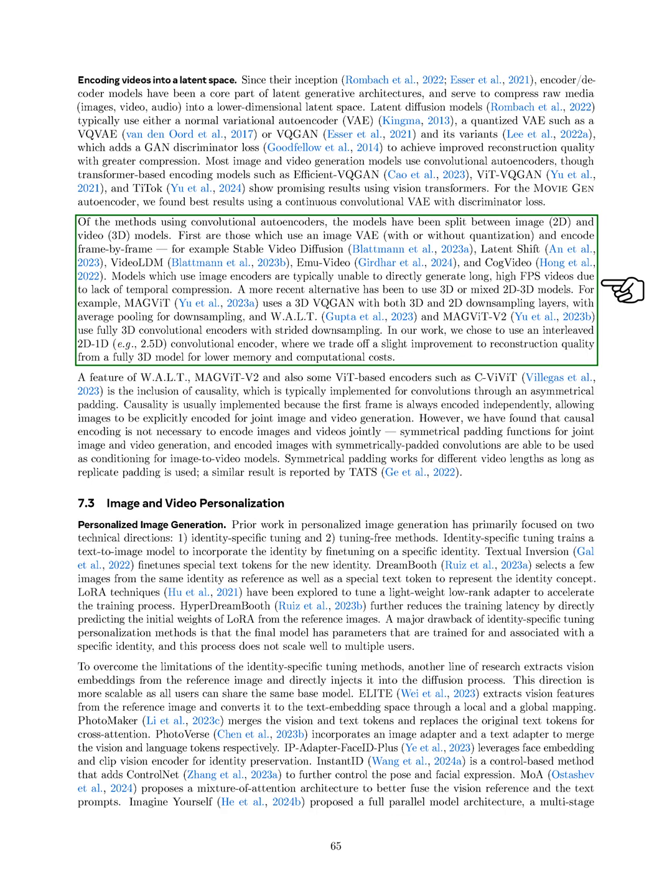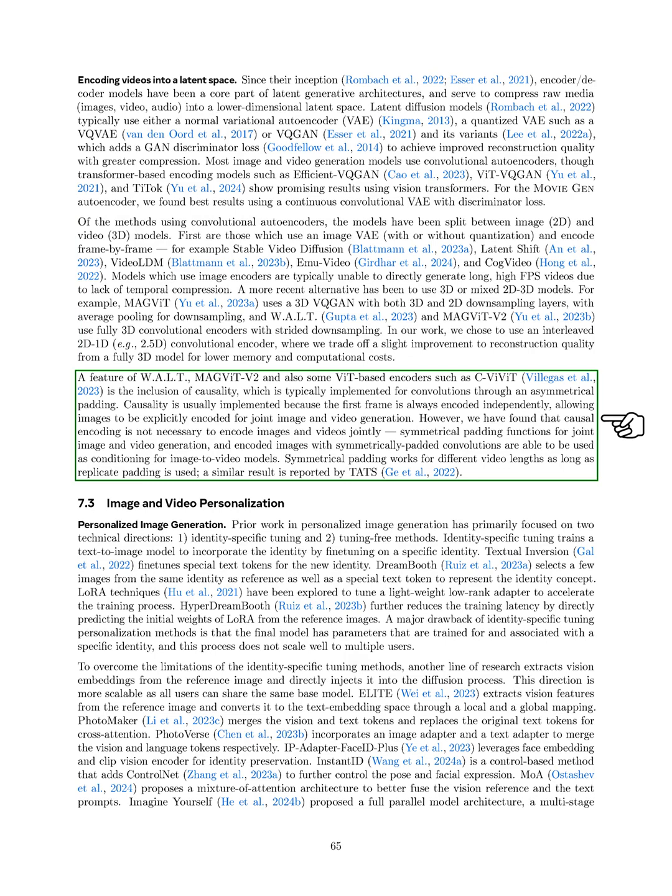Models using convolutional autoencoders are generally divided into those for images, 2D, and those for videos, 3D. Some models, like Stable Video Diffusion and Video LDM, use an image VAE to encode frames individually, but they struggle to generate long, high frame rate videos due to limited temporal compression. A newer approach involves using 3D or mixed 2D-3D models, such as MagViT, which employs a 3D VQGAN with both 3D and 2D downsampling layers. In our work, we opted for an interleaved 2D-1D convolutional encoder, balancing reconstruction quality with lower memory and computational costs.